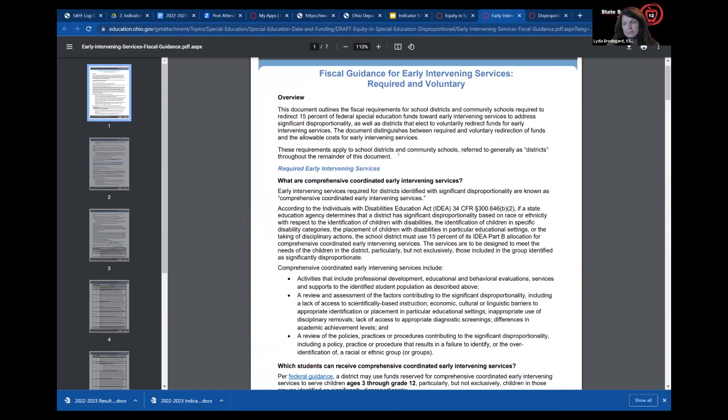So this is the fiscal guidance document, and it is on the same page that Lydia linked earlier.